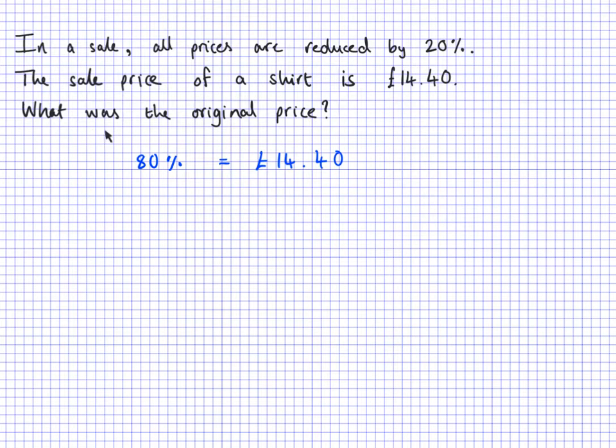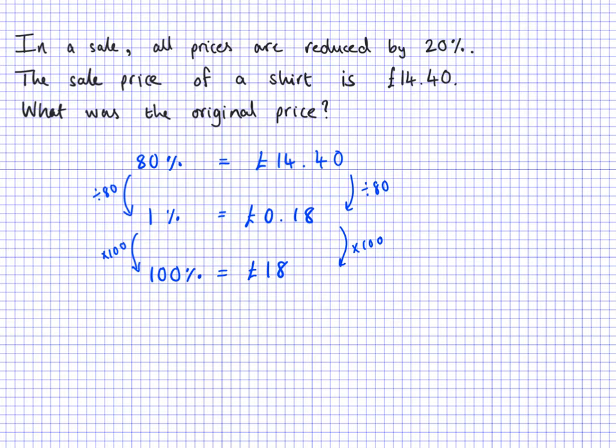Now, my question is, what was the original price? The original price would be 100%. So I need to find a way to get from 80% to 100%. Now, one way that always will work is if I first go to 1%. So for 1%, I would have to divide by 80, and I do the same on this side, divide by 80. So 1% of the original price would be 0.18, okay? Now, if I know 1%, it's very easy to get to 100%. So times it by 100 and times this side by 100. And I will get 100%, or the original price is equal to £18.